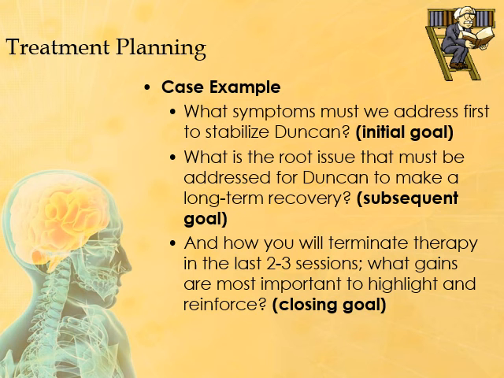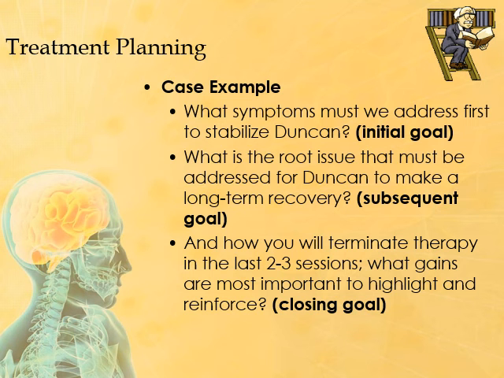So, in terms of symptoms that we must first address to stabilize Duncan, we would probably be aiming to address some of his dissociative symptoms because those impacted his work performance, if you recall. We may also be looking at some of his avoidance and numbing symptoms because he talked about some of his interpersonal contact with others and how that was quite difficult for him to engage with others in a trusting relationship because he doesn't want others to be hurt by him as his girlfriend was. So those are some initial symptoms that we could target that are consistent with PTSD.